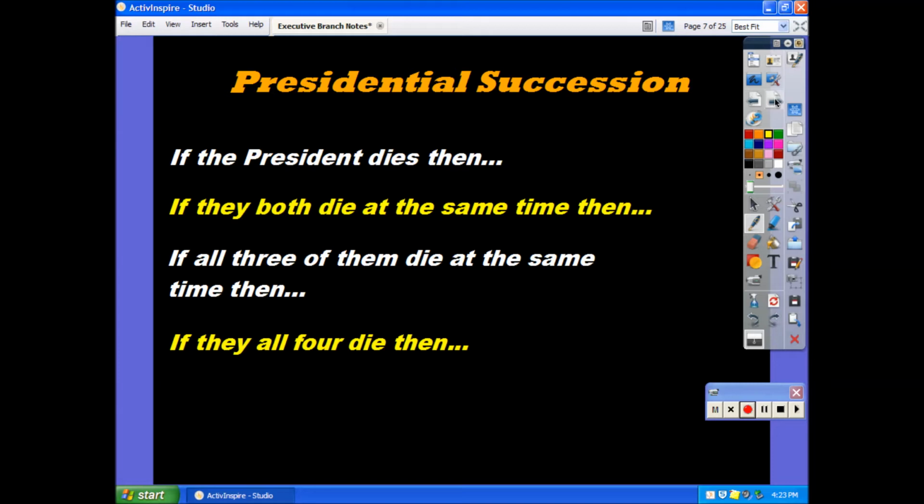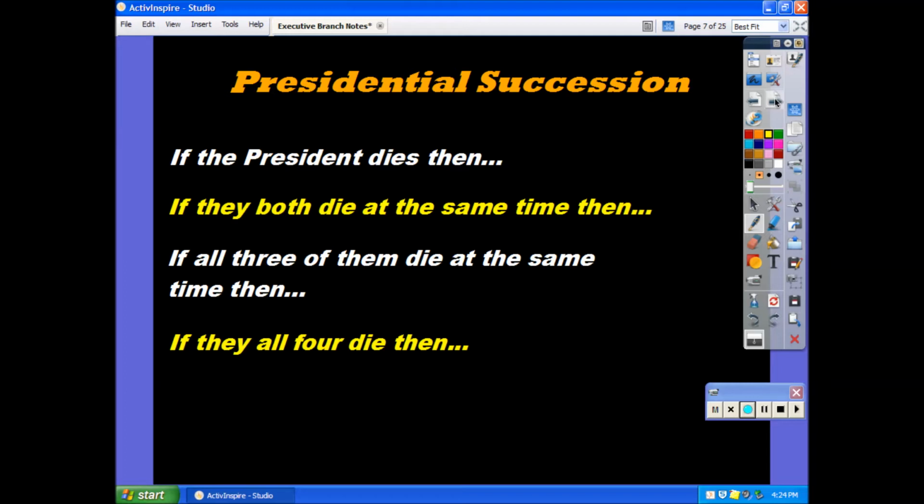At the same time, what if all 3 of them die? What if the president, the vice president, and the Speaker of the House are out golfing? Something happens, lightning strikes, all 3 of them are dead. Then what? Well, at that point, the president pro tem of the Senate takes over, and he or she becomes President of the United States.